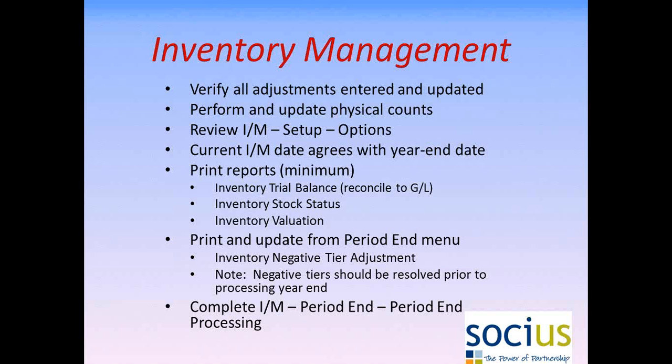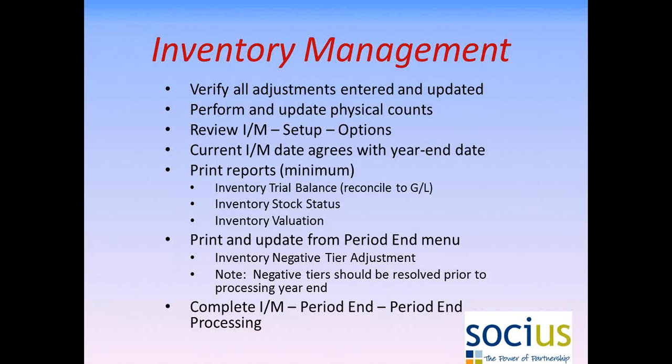We print our reports, and at a minimum, I've listed what I feel should be printed in inventory. You definitely want to print an inventory trial balance, which is the report used to reconcile to your general ledger inventory account. Print a stock status and an inventory valuation as well. And then from the period end menu itself, you should also print an inventory negative tier adjustment if you are using one of the valuations such as LIFO or FIFO.